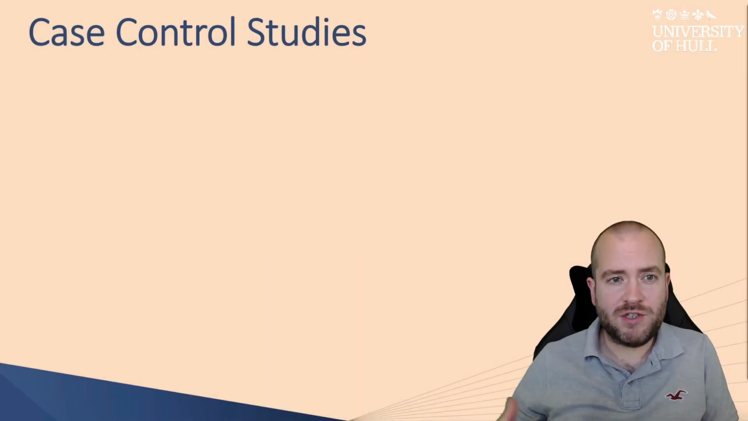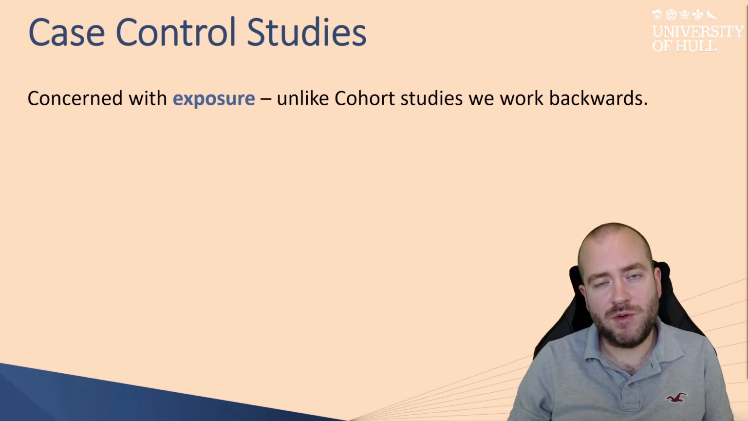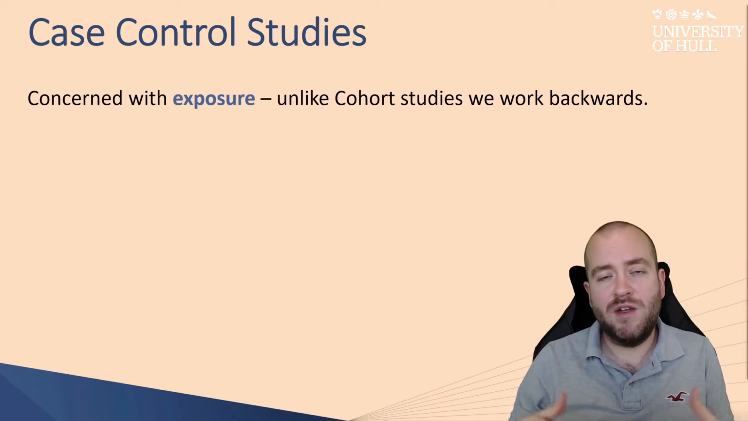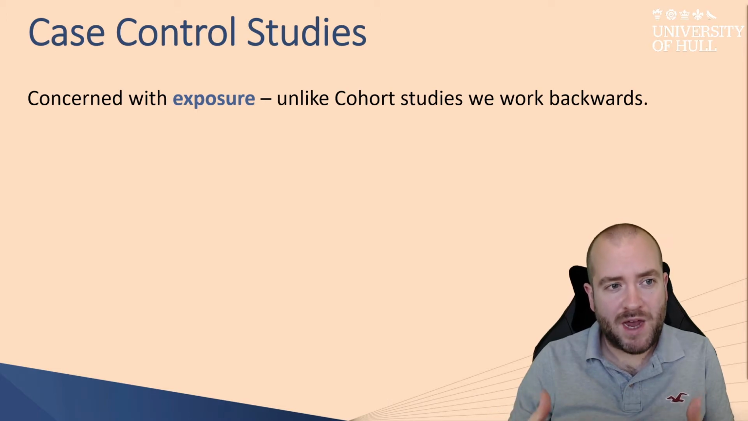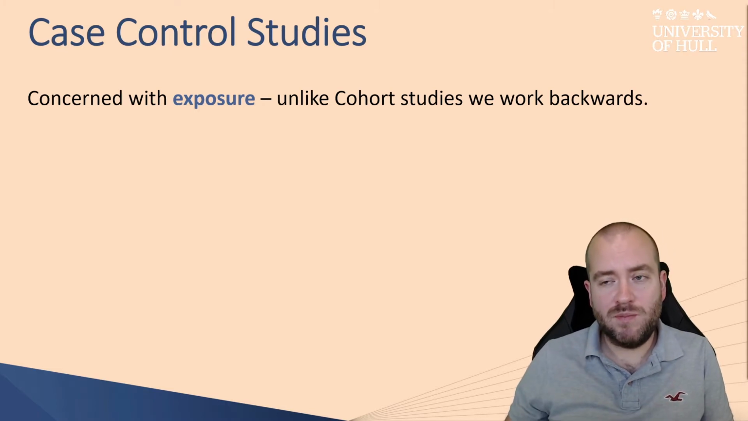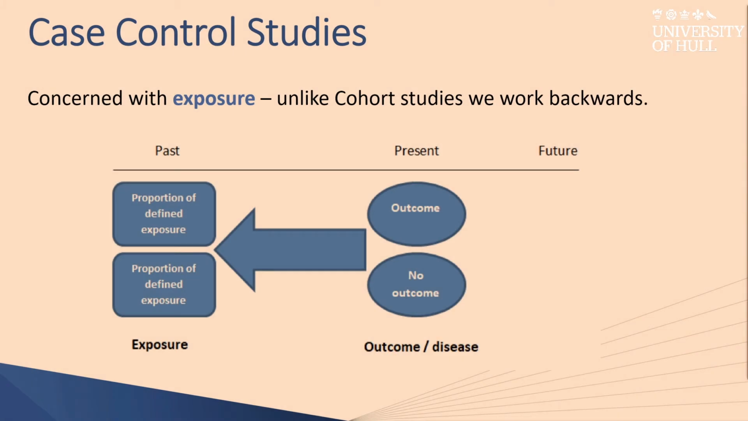As I've already suggested, case control studies and cohort studies are quite similar. The similarity is that they're both concerned with exposure. Patients being exposed to something, and then we investigate what is the result of that exposure. However, unlike cohort studies, what we do in case control studies is we actually work backwards in time. So you could call these retrospective studies. As you can see from this diagram, case control studies start in the present and investigate past exposures.